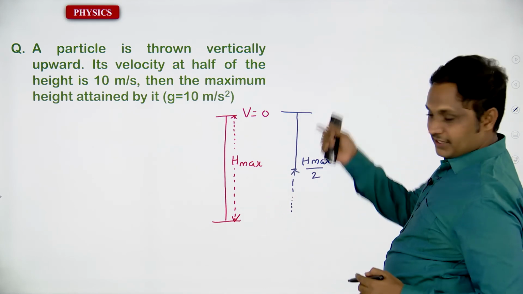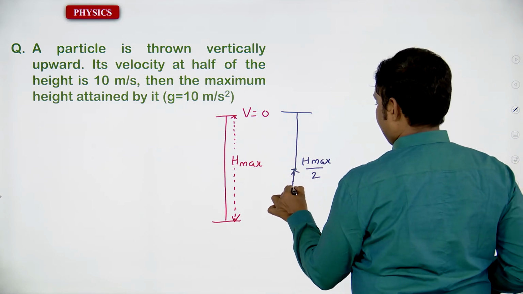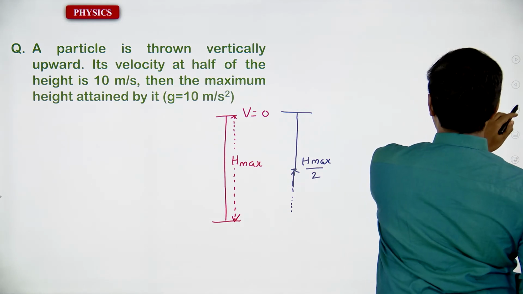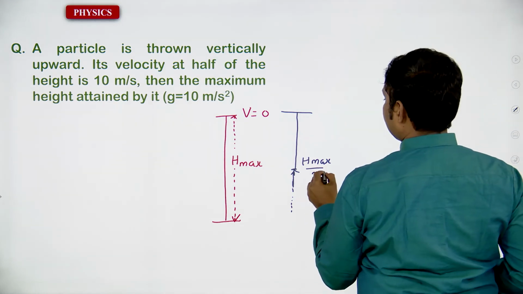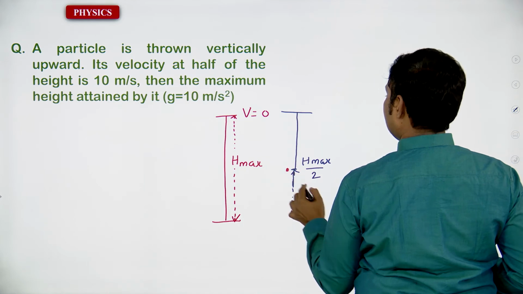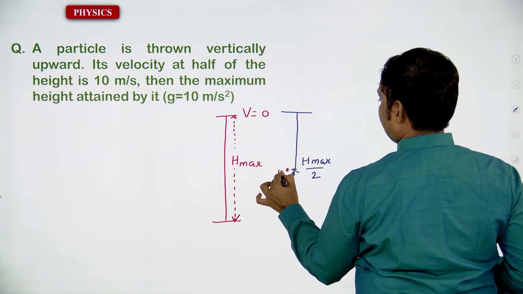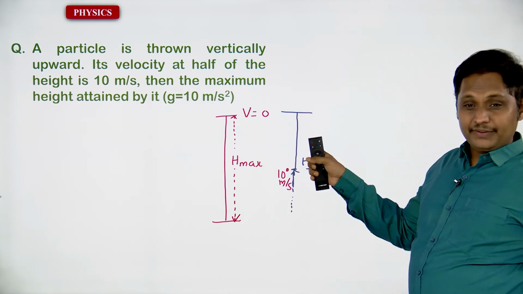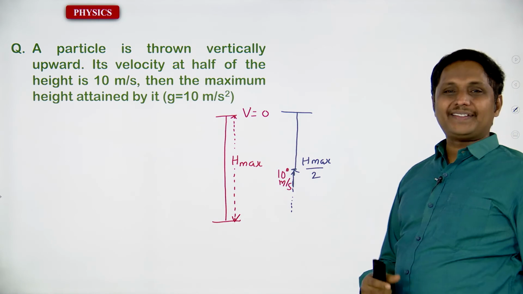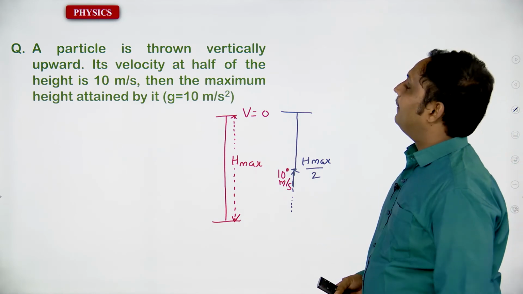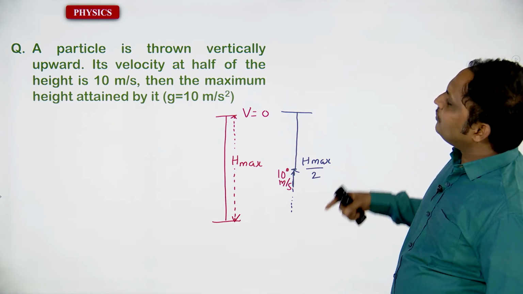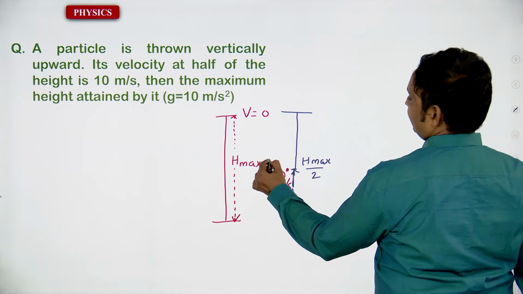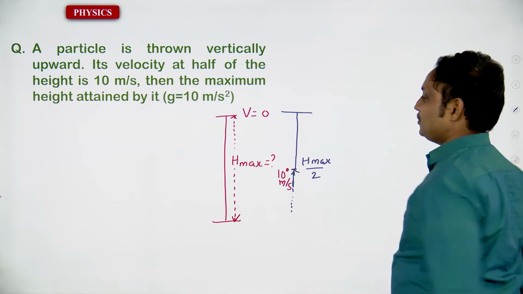It has been projected in this. Yeah, you have to take this one. Very clear. What about that? Here, V, what about that 10 meter per second? Yes, 10 meter per second. It has reached half of the maximum height. Very clear. Okay, all right. Then you have to find out that maximum height. The maximum height is going to be the question mark.